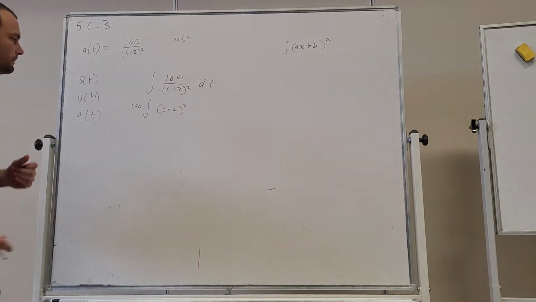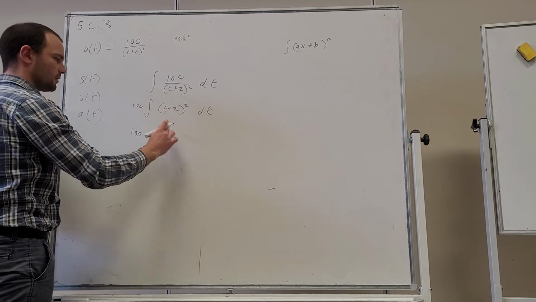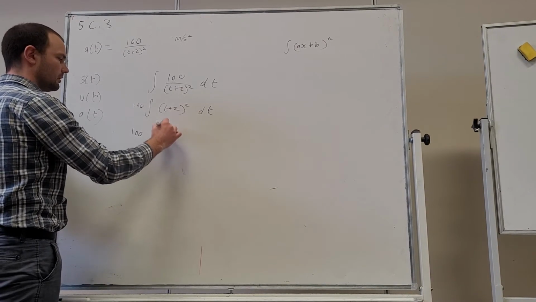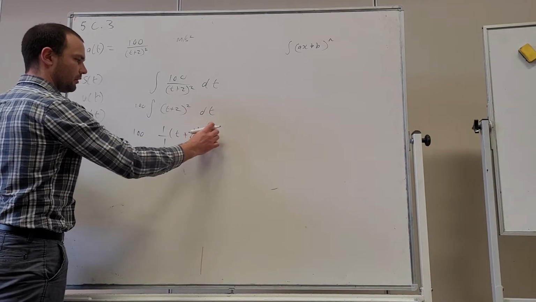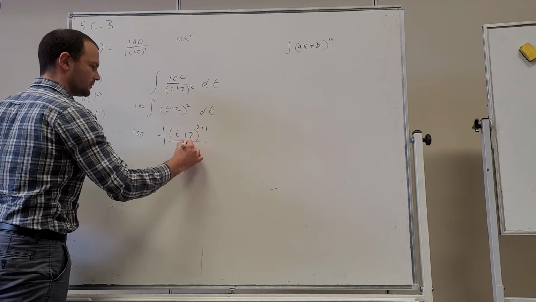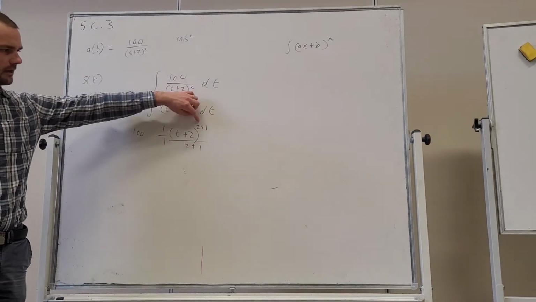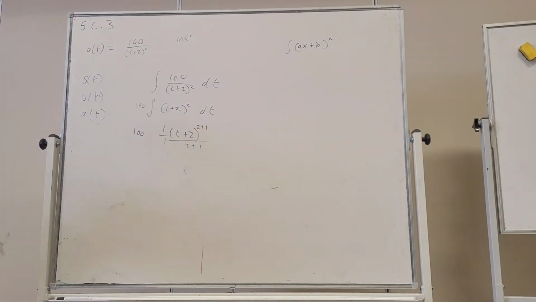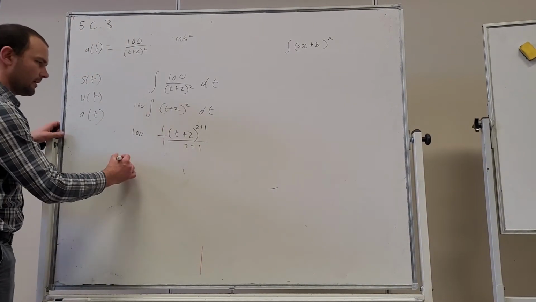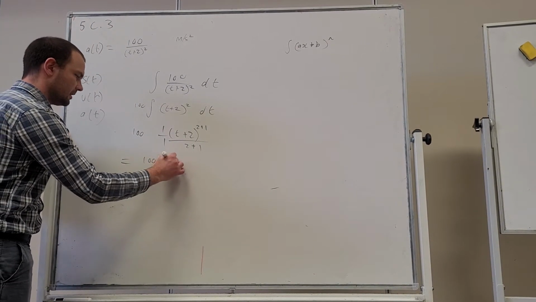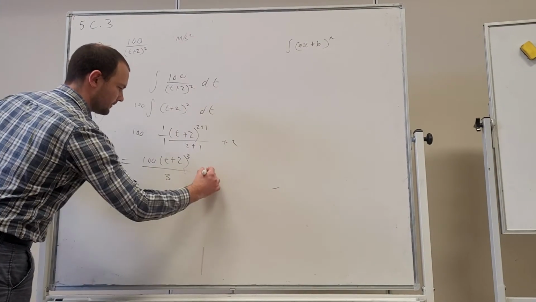So we might just do this one. It's going to be 100 times 1 on 1 of (t plus 2) to the power of 2 plus 1 on top of 2 plus 1. Okay, so that's 1 on a, (ax plus b) to the power of n plus 1 on top of n plus 1. That's our formula for integrating (ax plus b) to the power of n. All right, let's simplify that. We're going to have 100 times (t plus 2) to the power of 3 on top of 3, and don't forget our plus c.